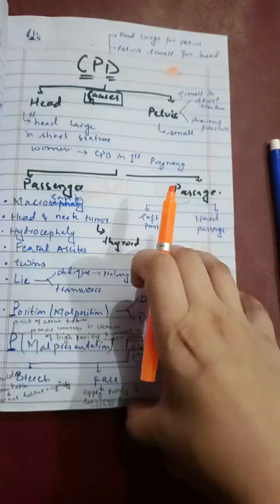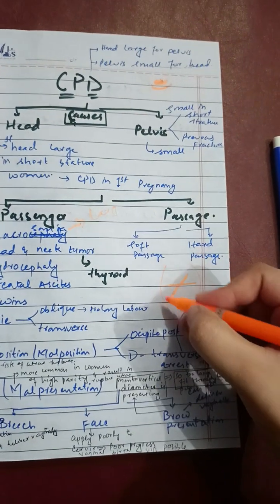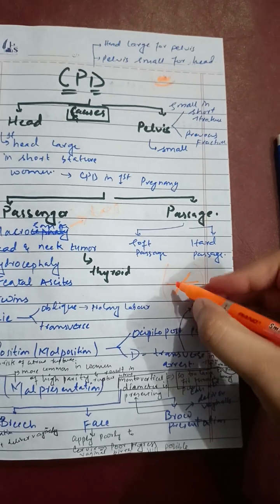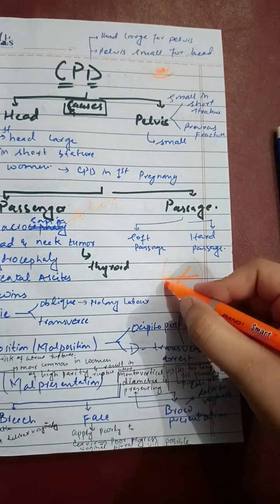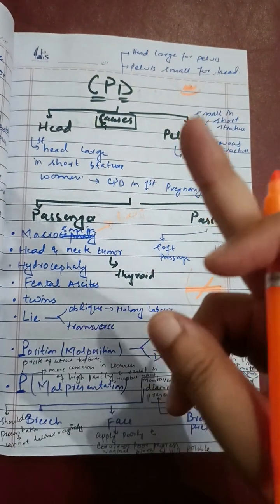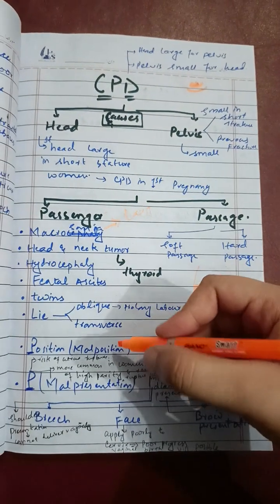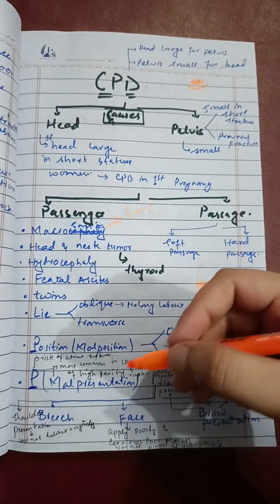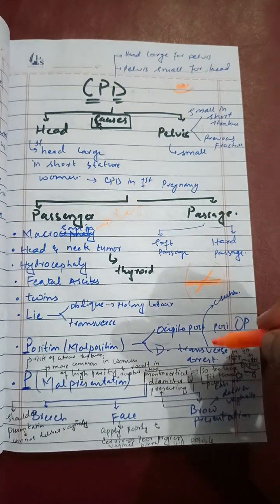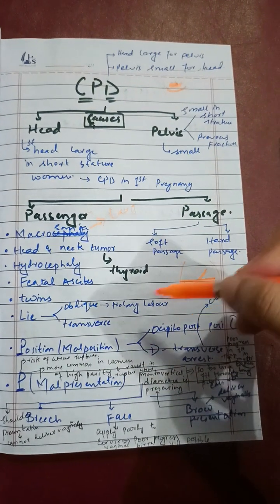If the lie is oblique or transverse, this can cause cephalopelvic disproportion. What is oblique lie? If this is the abdomen and the fetus is lying like this, it is called oblique lie. But if the fetus is lying transversely, then it is called transverse lie. In both cases, cephalopelvic disproportion can occur. And in position, if the head fails to rotate to the occipito-anterior position and remains in the occipito-posterior position, this can cause cephalopelvic disproportion, and this can lead to prolonged labor.